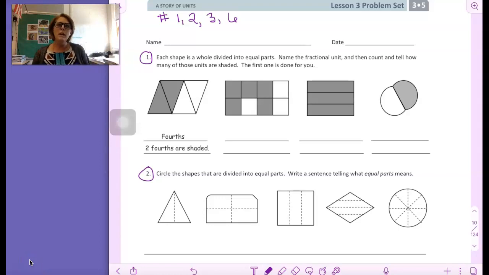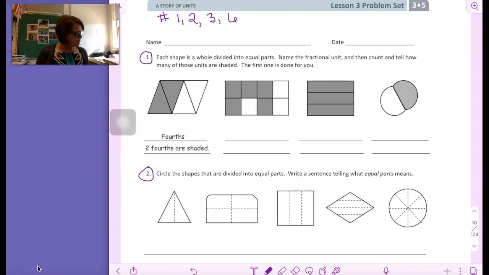Welcome back. We are working on lesson 3 problem set in module 5. In lesson 3, we are continuing with fractions and we are partitioning a whole into equal parts, identifying and counting unit fractions by drawing models, area models.